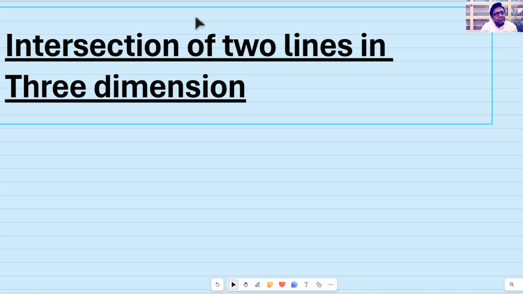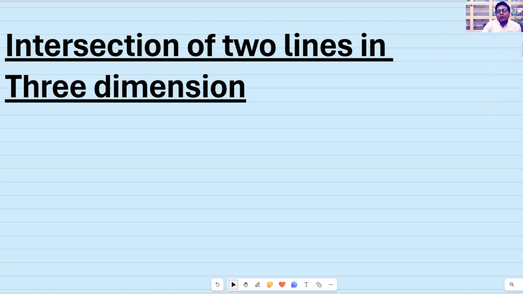Hello everyone, in this session I will be discussing, when two lines intersect, how to find their point of intersection. First you have to decide whether two lines intersect or not. Now if the two lines intersect, there will be a common point of intersection. Our aim is to find that common point of intersection.